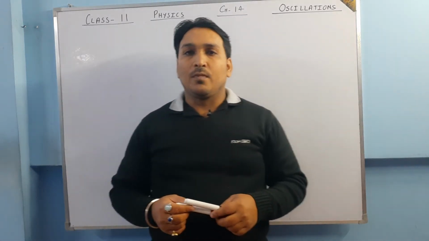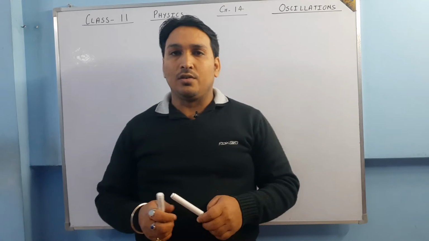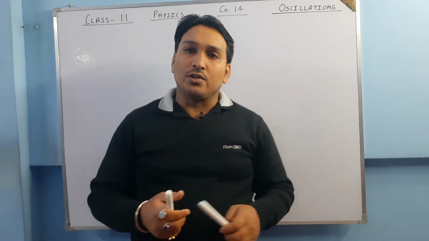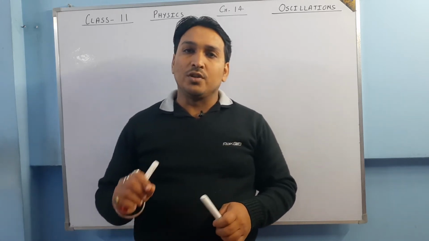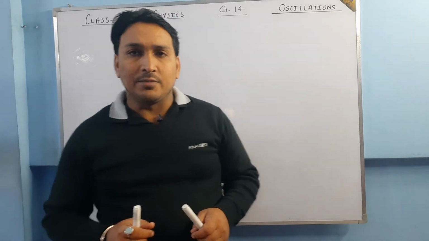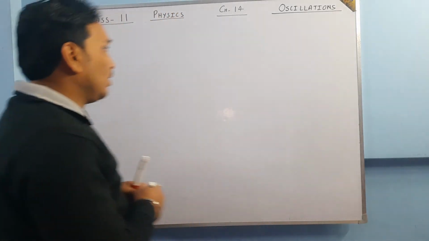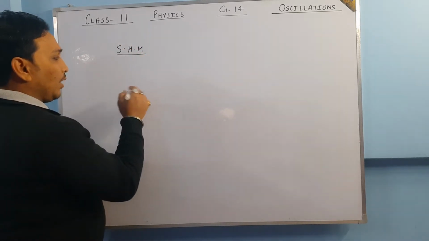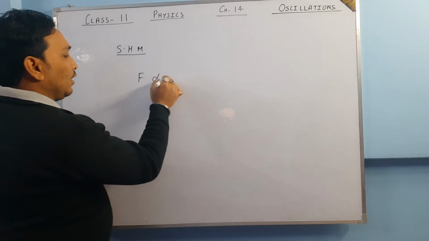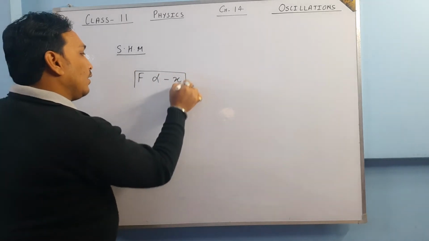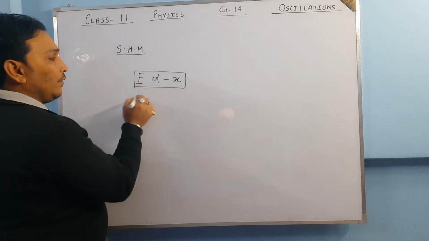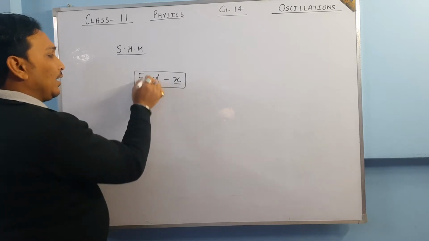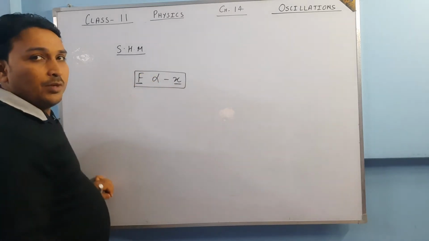Hello dear students, as you all know we are doing chapter number 14, Oscillations, of course class 11th, and in the last video lecture we have discussed simple harmonic motion, the definition of simple harmonic motion. And as per that definition, just for a quick revision, in simple harmonic motion we say that a particle oscillates about a mean position under the influence of a force which is directly proportional to displacement from the mean position, and the direction of force is always towards the mean position.